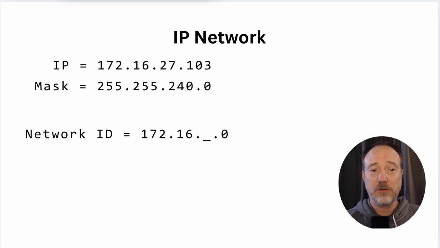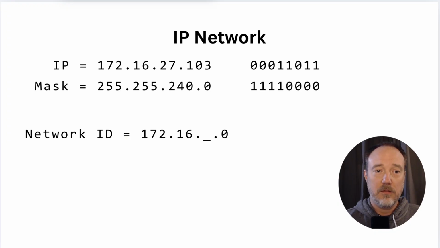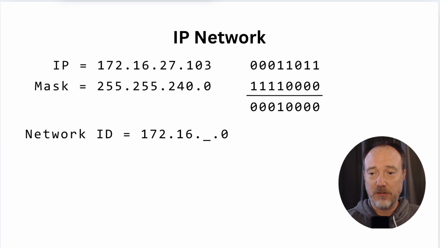So we need to convert the third octet of the IP address and the third octet of the subnet mask to binary in order to do that AND operation. So this is what that binary looks like. And when we do that binary ANDing, we get a result of a decimal value of 16. So that means our third octet of the network ID is going to be 16. So our network ID is 172.16.16.0. So now we need to find the broadcast address.